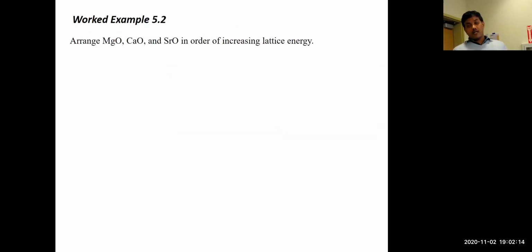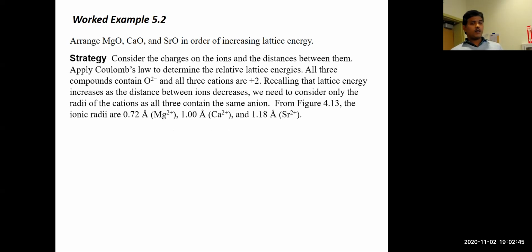Now let's apply what we learned so far. The question is asking: arrange magnesium oxide, calcium oxide, and strontium oxide in order of increasing lattice energy. So what do we do? Let's look for commonalities. The commonality is that you have oxygen in all of them, right? In magnesium oxide, calcium oxide, and strontium oxide. And magnesium, calcium, and strontium.